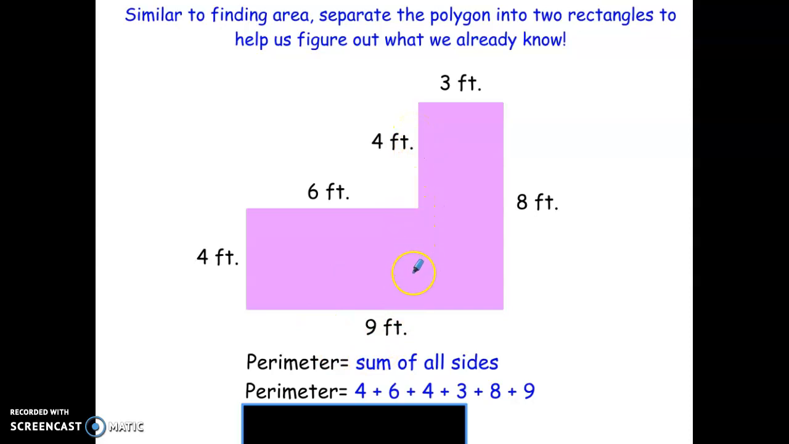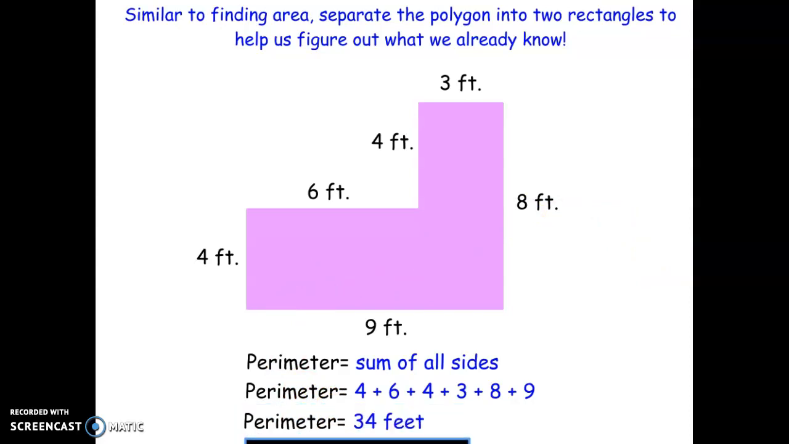Notice that I got rid of the imaginary line here separating our polygon into two different rectangles. That's because we're focused on finding perimeter this time, so we only need to be concerned about the outside. Remember, perimeter is the sum of all sides, so we're going to take all of these side lengths and add them together. It's a lot of math, but we're going to add 4 plus 6 plus 4 plus 3 plus 8 plus 9. That's all of these sides added together. If you add them up, you should have a perimeter of 34 feet. How'd you do?